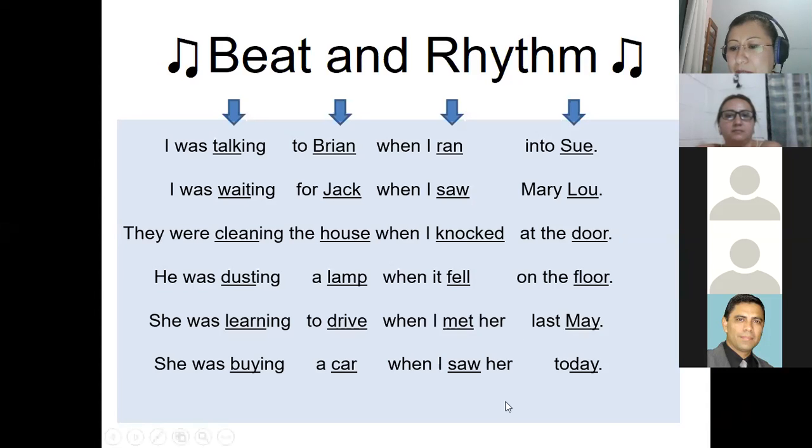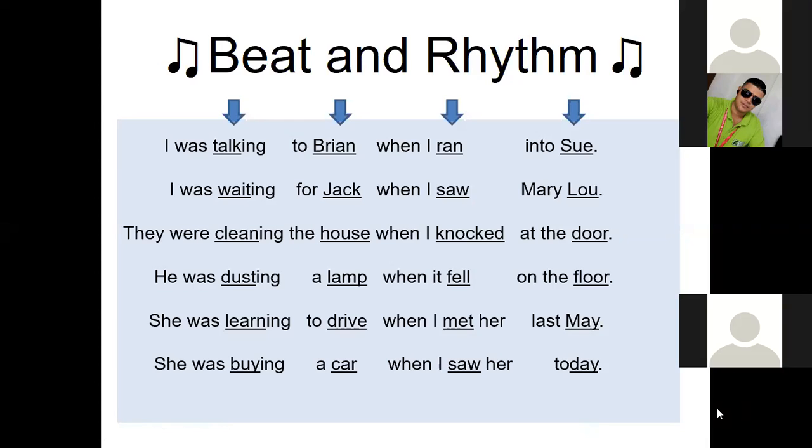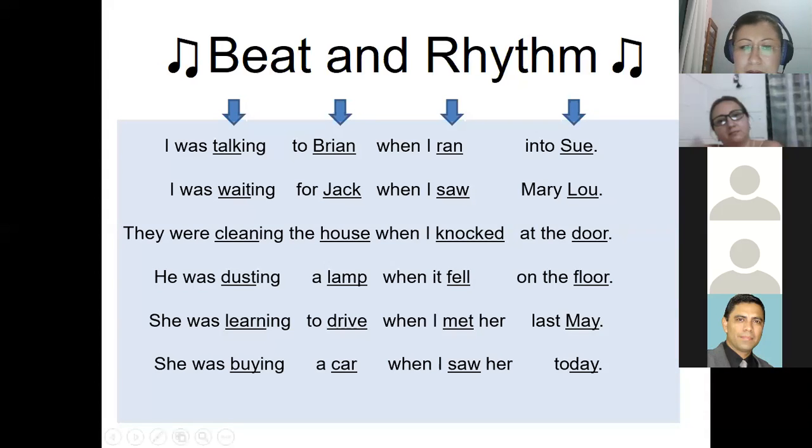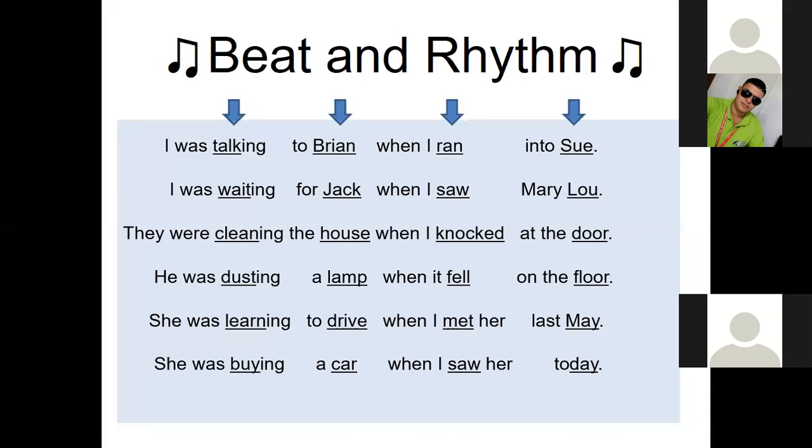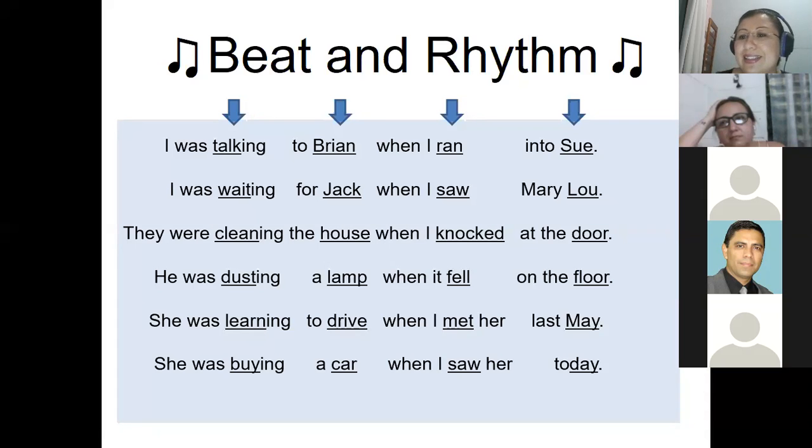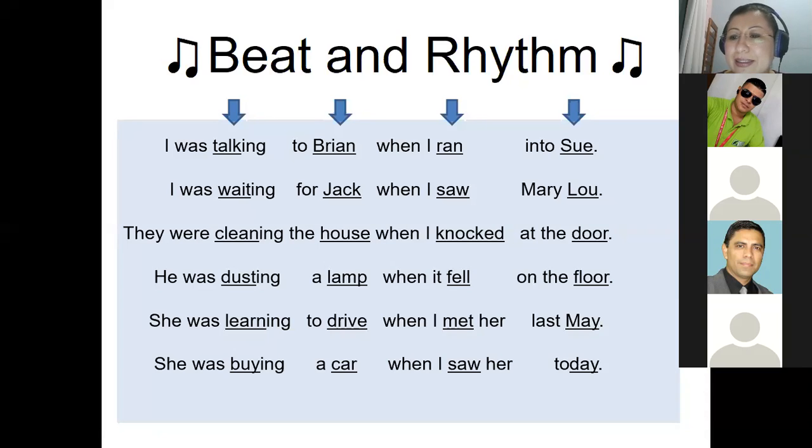Okay, who is our next volunteer? She was learning to drive when I met her last May. Okay, very good, Noé. Thank you very much. Okay, Nelson, go ahead. She was buying a car when I saw her today. Very good, Nelson. Thank you very much. So we have missing Barbara, Larissa, and Arnold. Okay, Arnold.